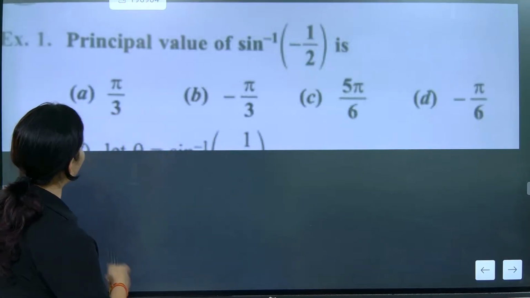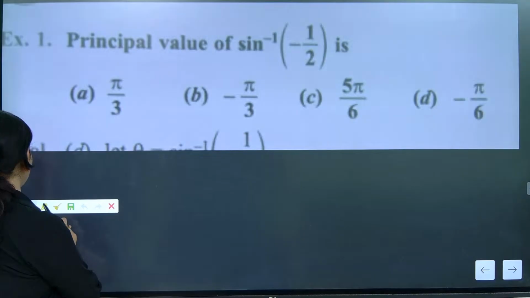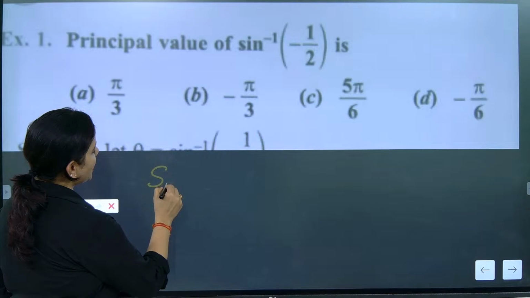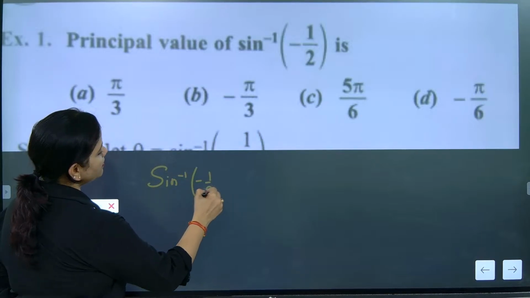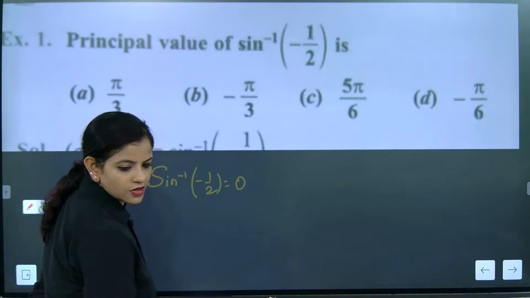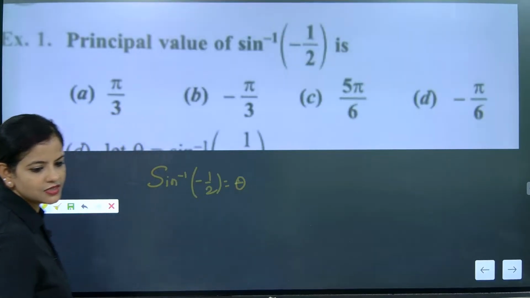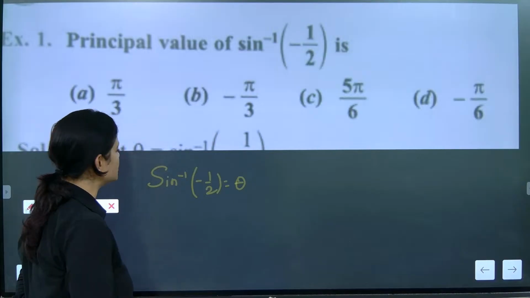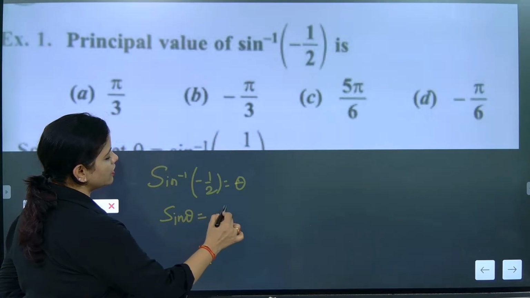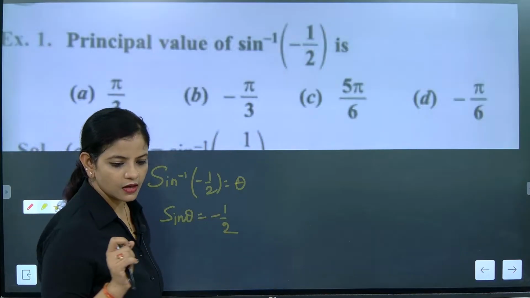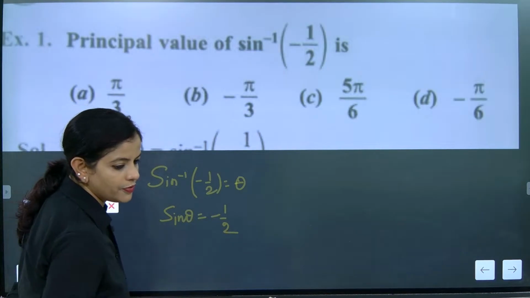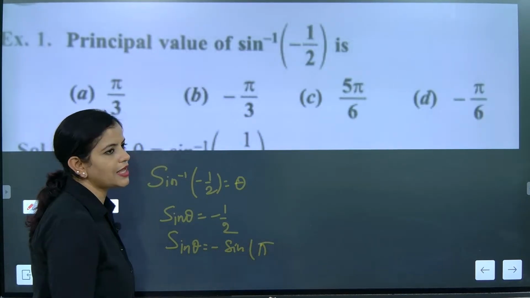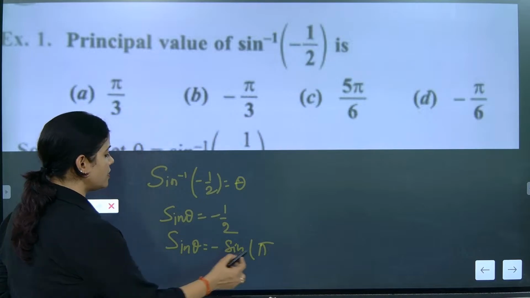Now look here: sine inverse. We'll solve this question and see how the answer comes. Sine inverse of minus 1 by 2 equal to theta. So we will shift it, and it will become sine theta equal to minus 1 by 2. You know one thing, we can directly write the formula here. Sine theta equal to minus sine of 30 degree, so it will become pi by 6.